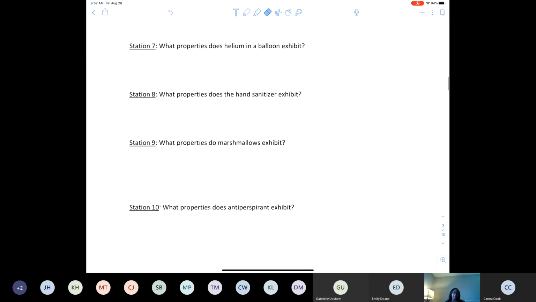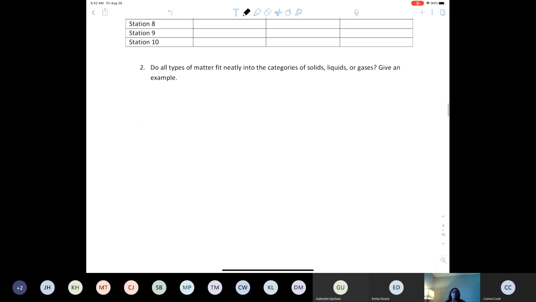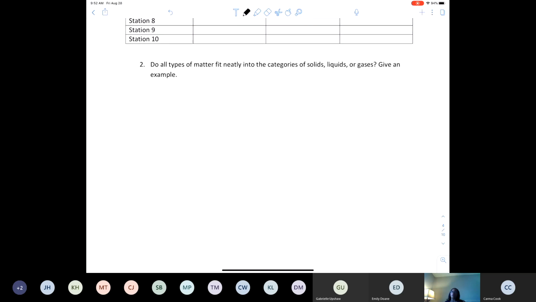You'll take each substance at each particular station, and you'll identify it as a solid, a liquid, or a gas. Or you may check more than one box. You may think that the substance has characteristics of 2 of the 3 types of states of matter. And then question 2, answer the question, did all of those 10 products fit neatly into just one category? Or were there some substances that fit into more than one category?